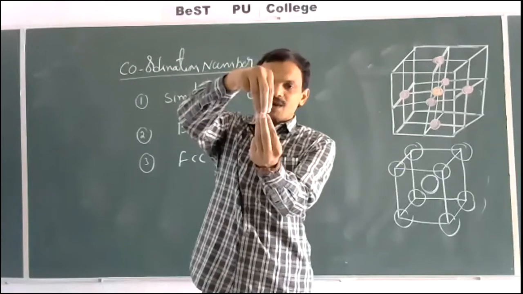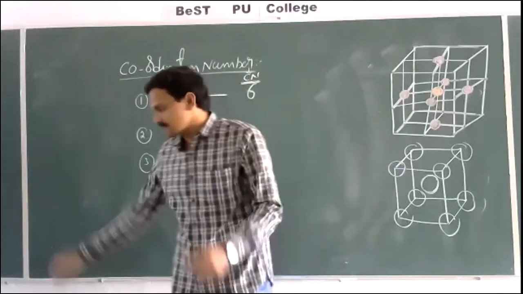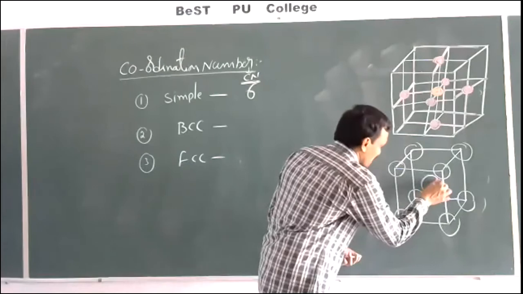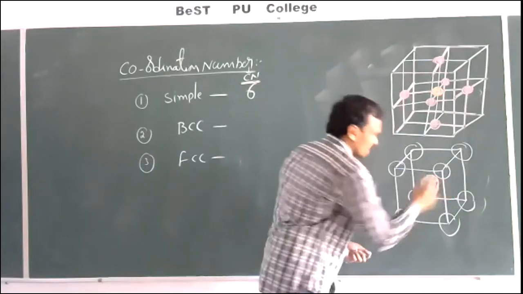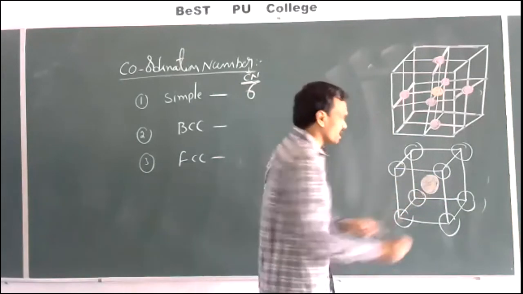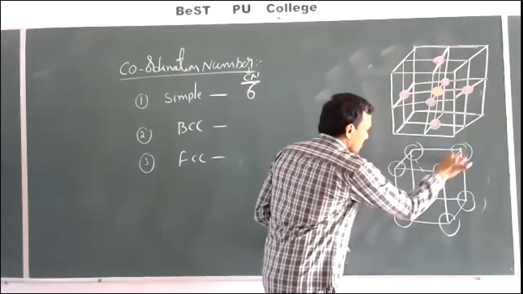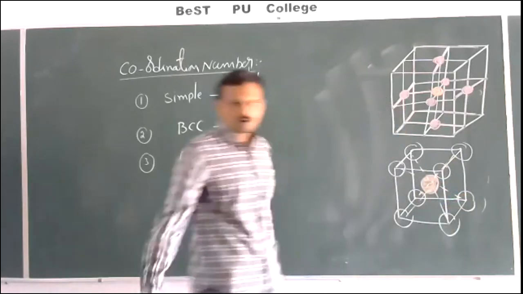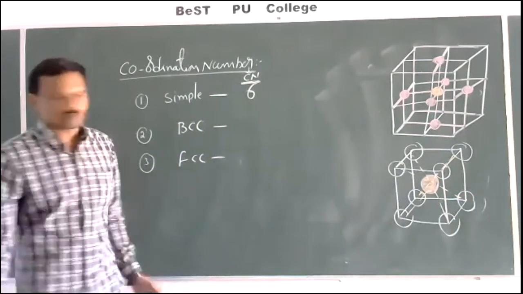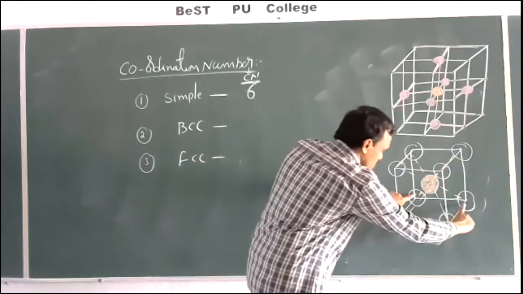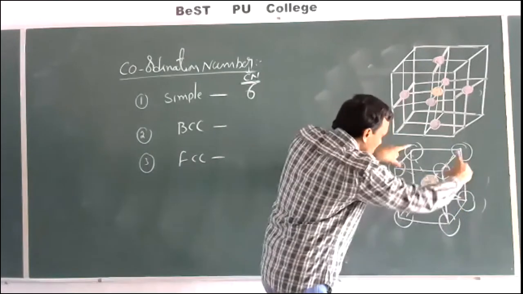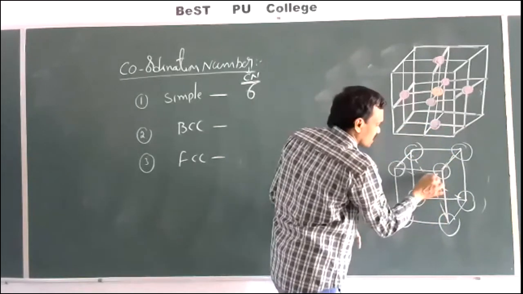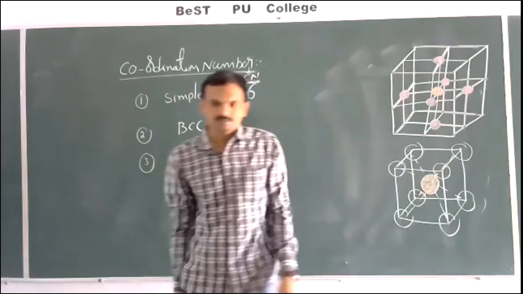That means the center particle is in contact with how many particles? 8 particles. That means this particle that is at body center is in contact with all these 8 particles. With all these 8 particles, it is in contact. There is no gap. Bottom, these 4 spheres in contact with each other. Top 4 spheres in contact with each other. All these 8 spheres in contact with the central sphere.